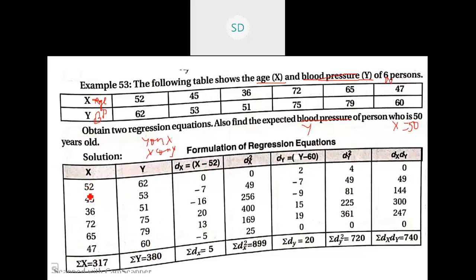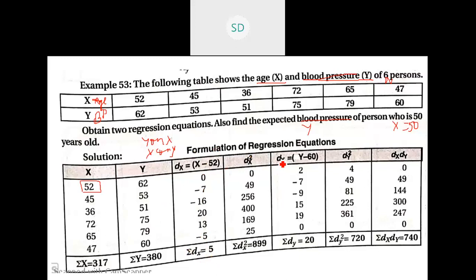So dx is equal to x minus assumed mean. Here the assumed mean they have considered is 52, so dx is x minus 52. The difference between 52 and the assumed mean 52 is 0. Then 45 minus 52 is minus 7, 36 minus 52 is minus 16, 72 minus 52 is 20, 65 minus 52 is 13, 47 minus 52 is minus 5. When you add these up, you get summation dx as 5. There is no hard and fast rule of getting sigma dx equal to 0; whatever values are given, just add them up, you get plus 5.